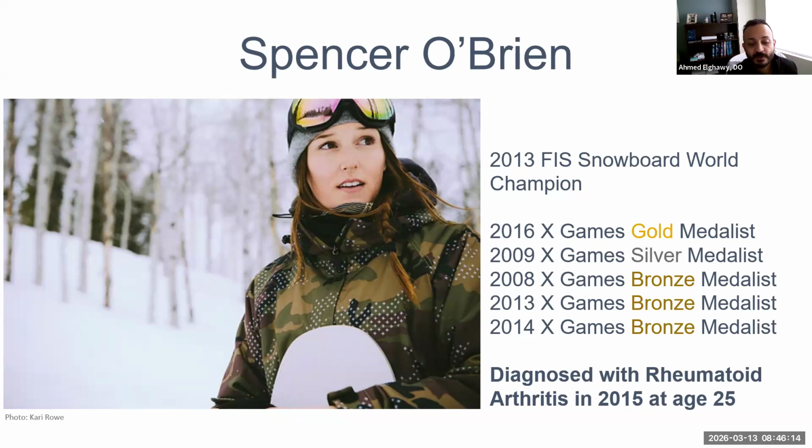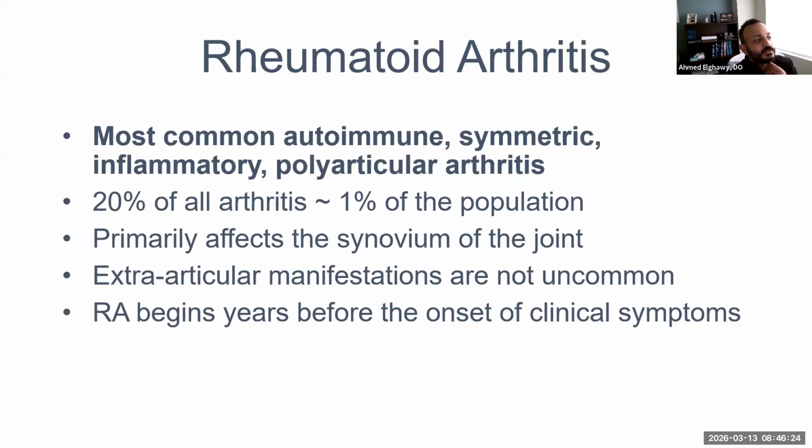So even though you may have one of our chronic inflammatory diseases, people can still do quite well when treated properly. And so what is rheumatoid arthritis? It is the most common autoimmune symmetric inflammatory polyarticular arthritis. It accounts for about 20% of all arthritis, or about 1% of the population. This is typically an articular disease. This is a disease that really does manifest with synovitis, synovial hypertrophy, and thickening. That being said, when this disease is not well controlled, it can start to seep out of the joint and affect other parts of the body, like the lungs, the heart, the eyes, amongst others.